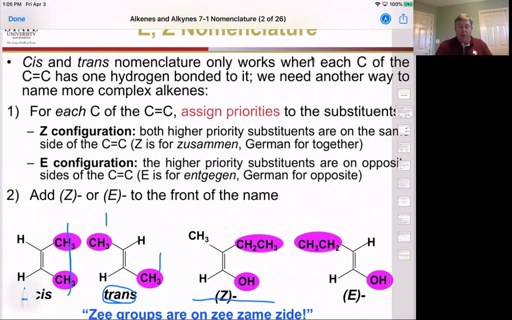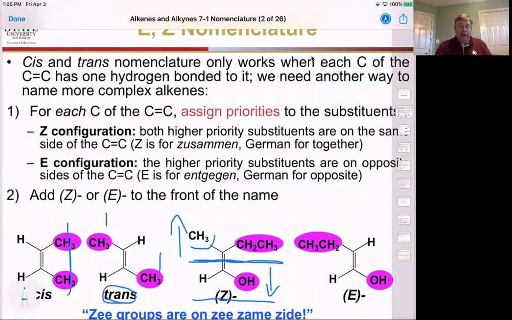So in this case, all we're worried about is which is the higher priority on one side of the double bond and which is higher priority on the other side of the bond. We don't have to assign all four. We just have to assign which one is on this side.